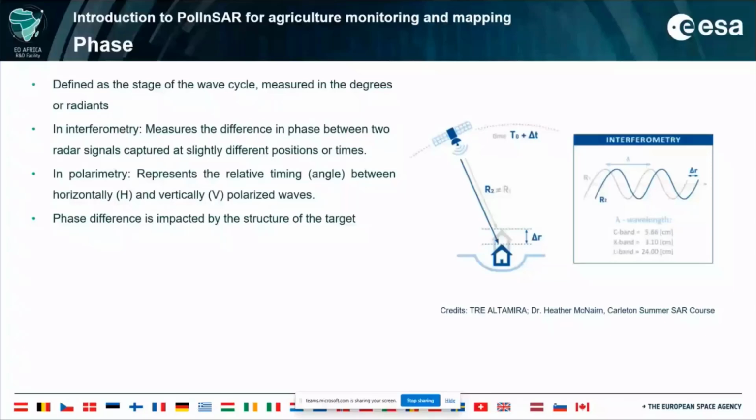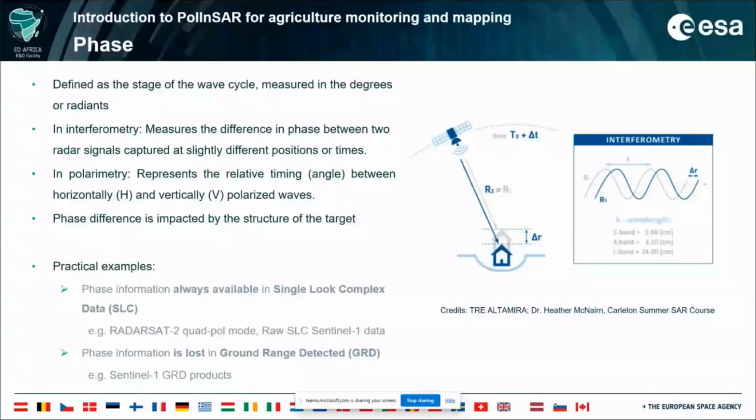So in polarimetry, it represents the relative timing between horizontally and vertically polarized waves. And phase difference is impacted by the structure of the target. And some practical examples. So phase information is always available in single look complex data products. So when you search for some polarimetry data, you must search for SLC level of product to be able to extract that phase information, which otherwise will be lost, like for example in the Sentinel-1 ground range detected product.